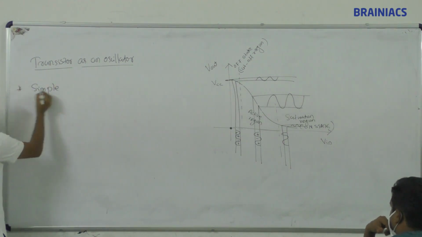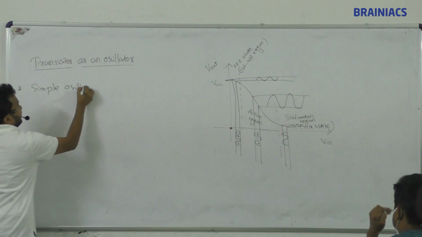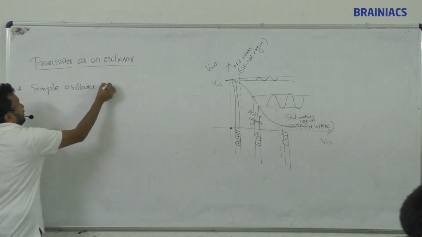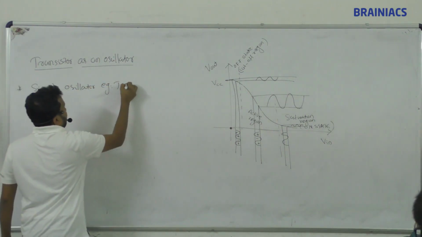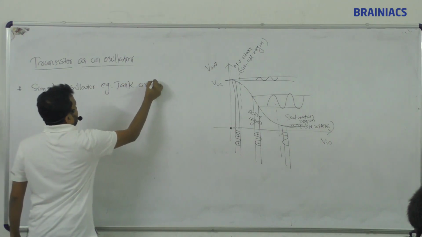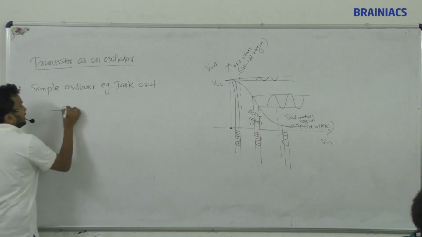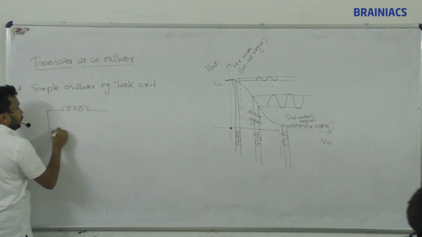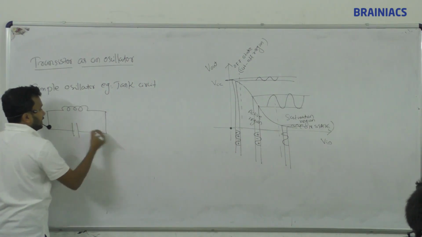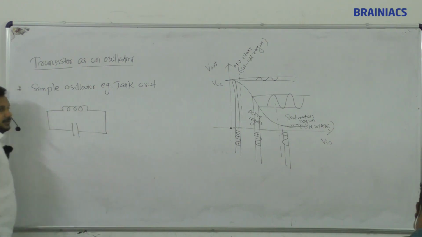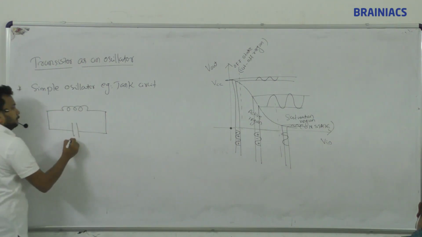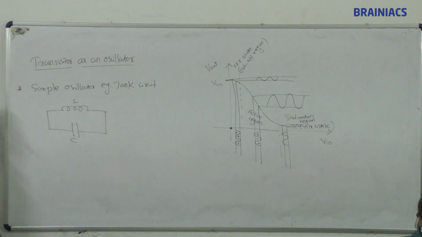So below, write: simple oscillator circuit, tank circuit. Tank circuit means LC, an inductor L and capacitor C. Now we'll see how the oscillation is produced in an LC circuit. This is a capacitor with an inductor. Simple oscillator, example tank circuit. Now listen to the board.